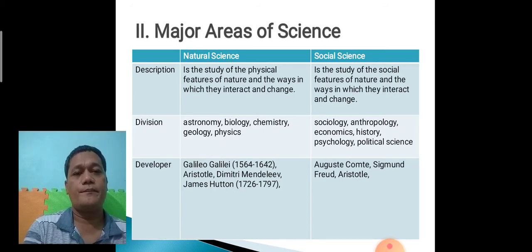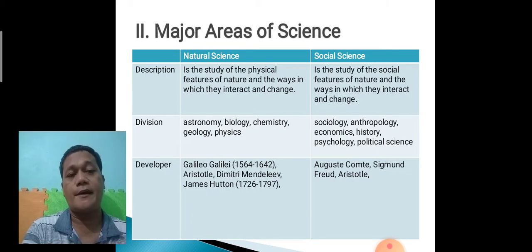Okay, so we have developer, just to be consistent with my alliteration, all letter D. So description, division, then the developer or the thinkers. So we have Galileo Galilei, Aristotle, Dmitri Mendeleev, and James Hutton. Okay, the social science scientists, we have Auguste Comte, Sigmund Freud, Aristotle, and others. Okay, so mamaya may explore natin siya.